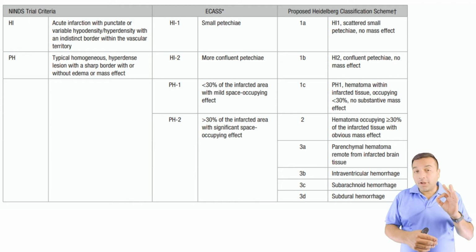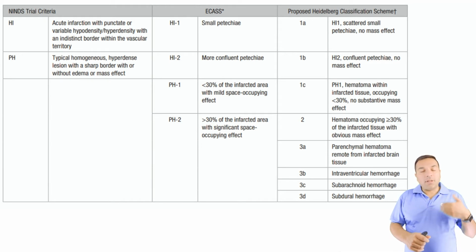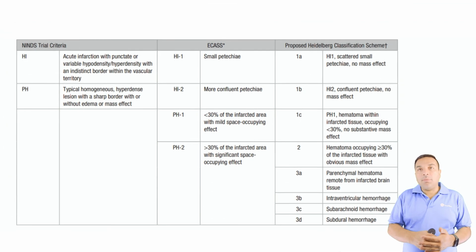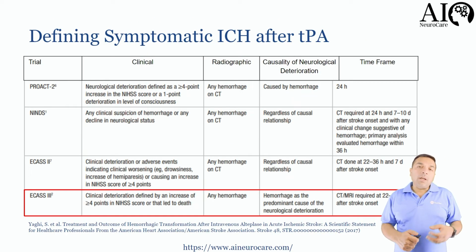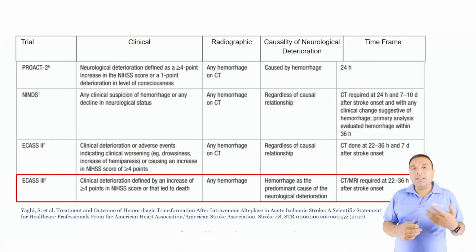Again, these are radiological. We're going to come to the word symptomatic intracerebral hemorrhage. The word symptomatic is the key here. And then, of course, intraventricular hemorrhage, subarachnoid hemorrhage, and subdural hemorrhages can happen in these cases, and you can classify them accordingly as well. Now, as far as the symptomatic classification is concerned, as you can see, different clinical trials have also defined it very differently. The one that is generally used is the ECASS-3.